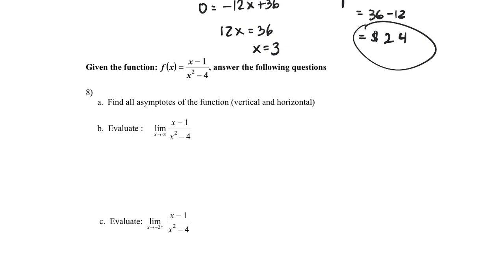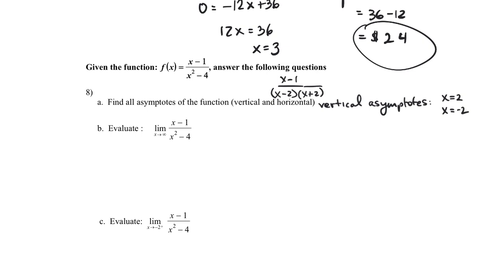All right, question 8 is from section 3.6. For part A, we just need to find the asymptotes. So we'll start with the vertical asymptote. I'm going to write the denominator in factored form, x minus 2 and x plus 2. So the vertical asymptotes are x equals 2 and x equals negative 2.